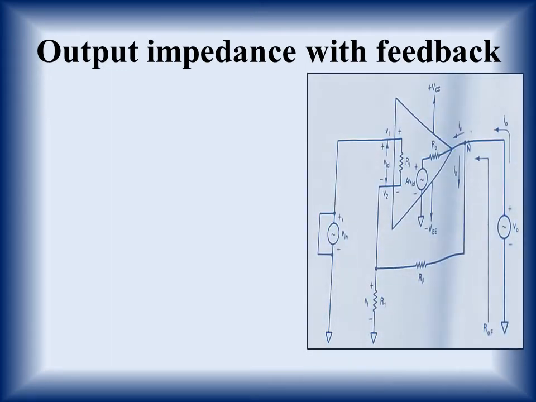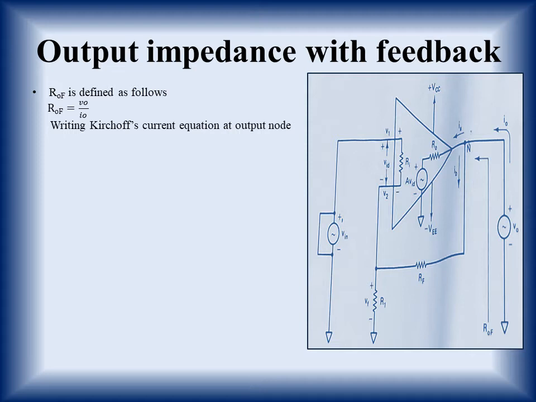So again we have taken the same diagram. Now ROF is defined as follows. ROF is V naught upon I naught. We have clearly mentioned what V naught and I naught are in the diagram. Now first of all, we'll write Kirchhoff's current equation at the node capital N. As you can see from the diagram, I naught will be equal to IA plus IB at capital N.